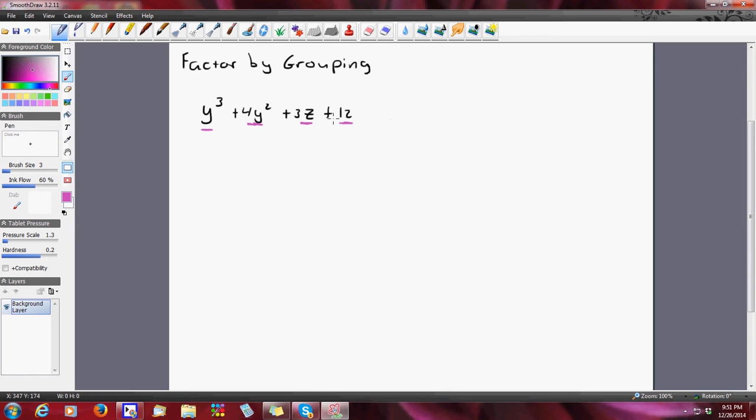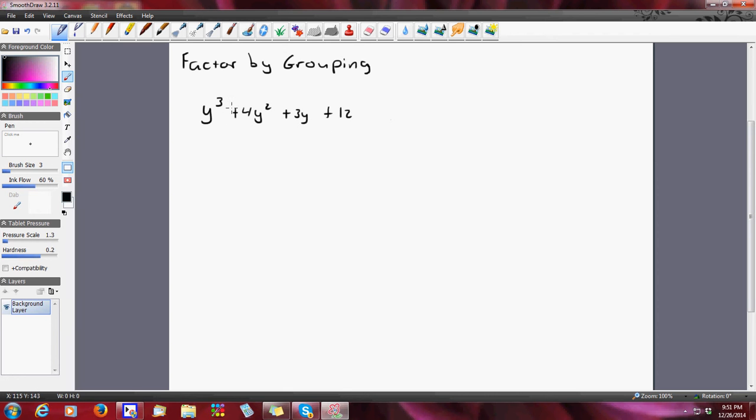And you can tell because they're separated by operation signs. It doesn't matter if it's plus or minus, addition or subtraction, I should say, at this point in time. But I do want you to notice that. What I also want you to notice is that I first of all made a mistake, and that's supposed to be a y. But the other thing I want you to notice is they don't have any common factors.